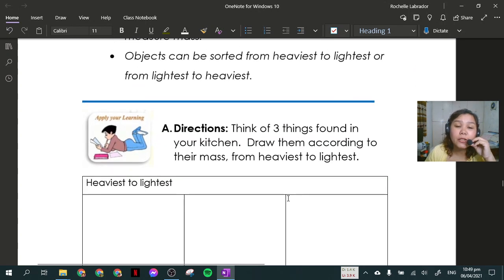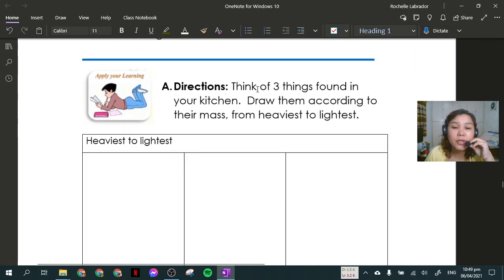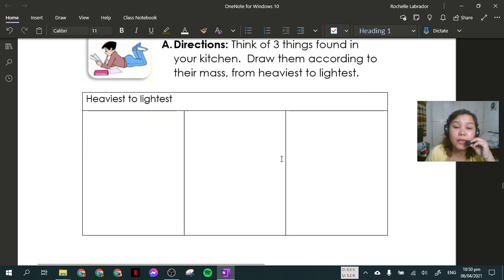So apply your learning. Part A, directions. Think of 3 things found in your kitchen. So, anong makikita sa kusina nyo? Draw them according to their mass from heaviest to lightest. So, 3 objects only. So, arrange from heaviest to lightest. And also, don't forget to color your drawing para makita naman yung ganda. Mas maganda pag may color.